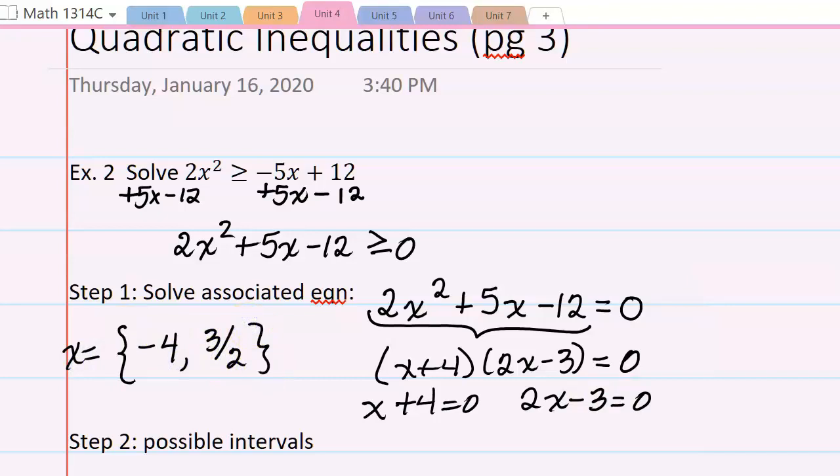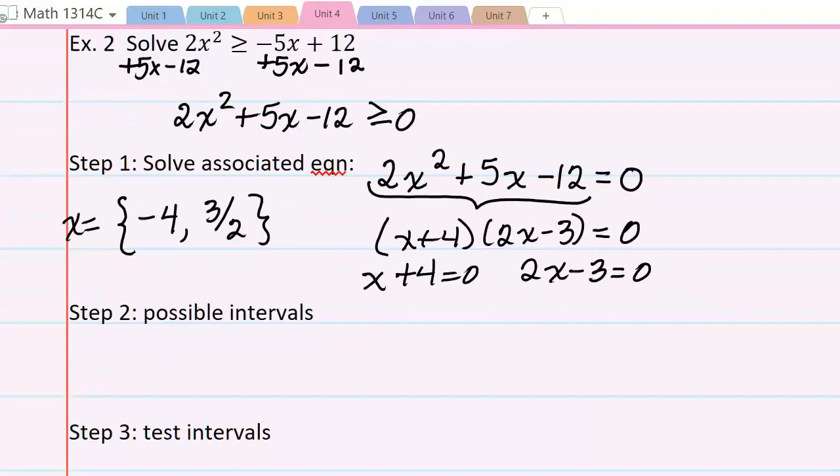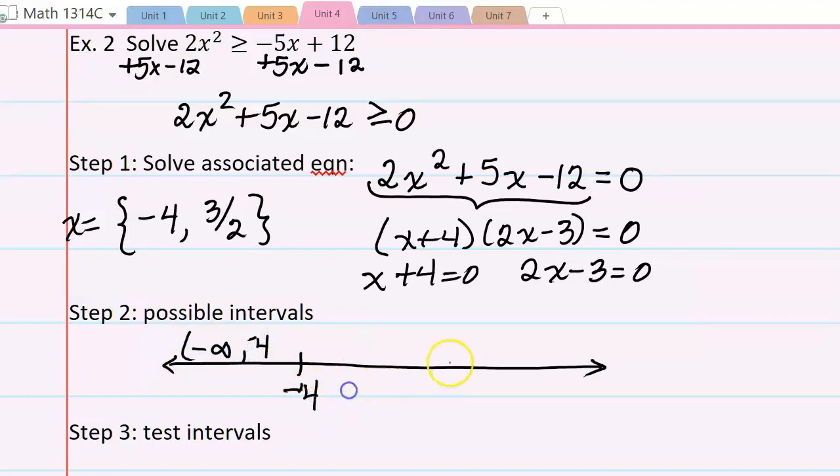For step 2, we need to create a number line or x-axis and graph our solutions found in step 1 on it. This will create the intervals of -infinity to -4, -4 to 3/2, and 3/2 to infinity. Note that these intervals are including the values of -4 and 3/2, since the original inequality states that the values can be greater than or equal to.